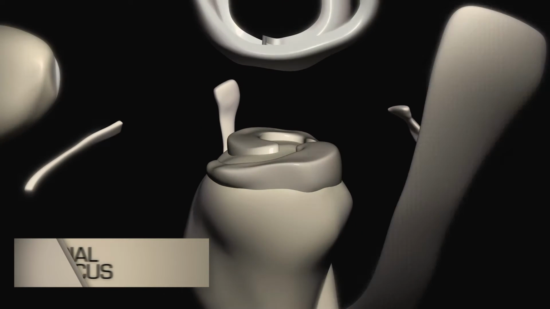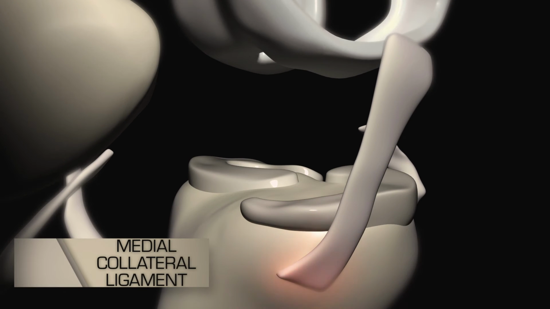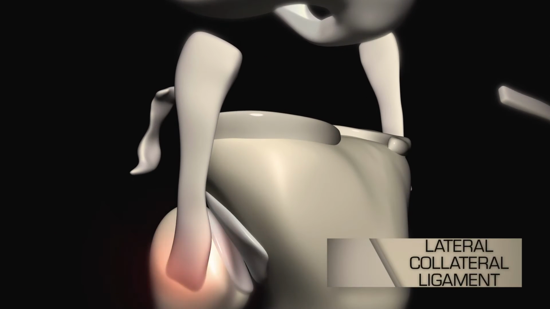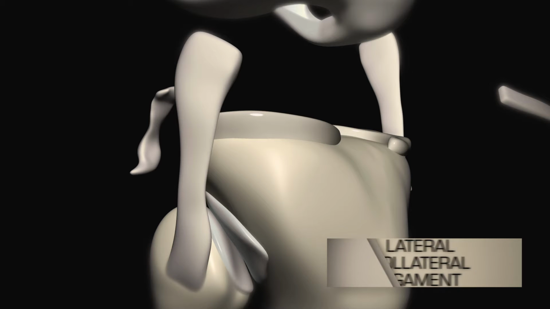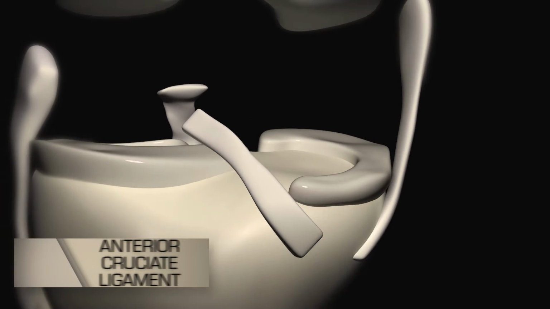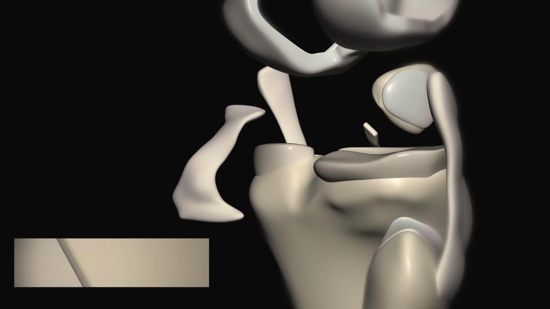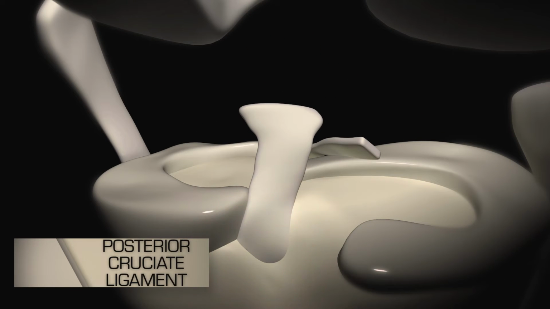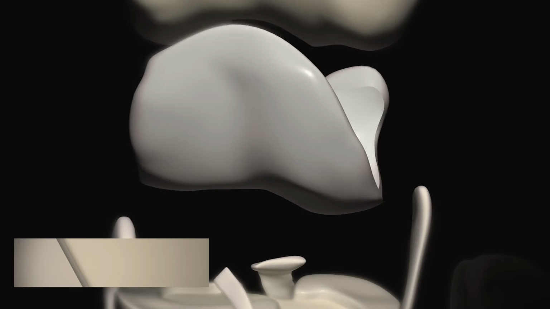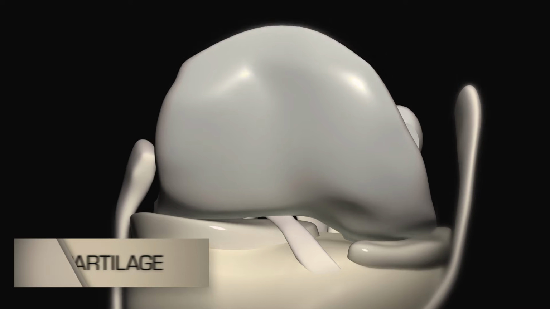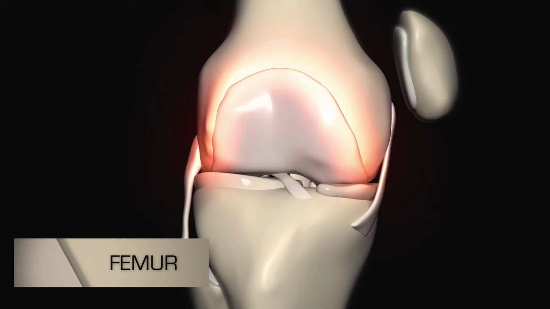At the medial aspect is the medial collateral ligament. On the lateral aspect is the lateral collateral ligament. Two other ligaments, the anterior cruciate ligament and the posterior cruciate ligament, can be seen here. A cartilaginous layer is seen between the two bones, that is the tibia and the femur. At the anterior aspect, a small sesamoid bone called the patella is present.